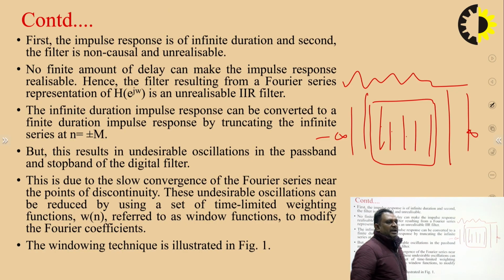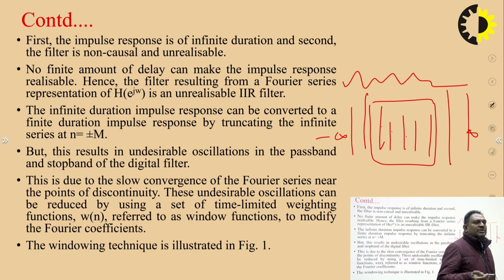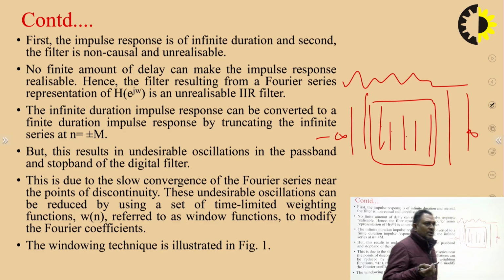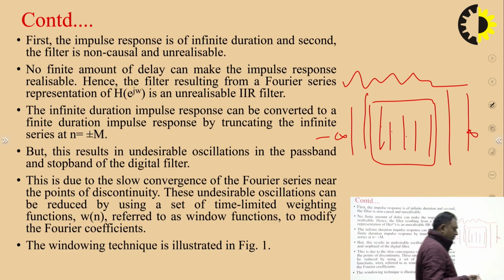Your window function may be of different types: rectangular shape, triangular shape, raised cosine form, and there are so many types of window functions. Here we will analyze what the characteristics of the filter are when we apply different types of window functions over this infinite duration impulse response.